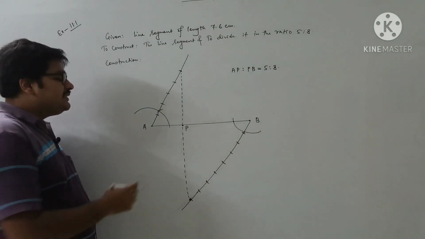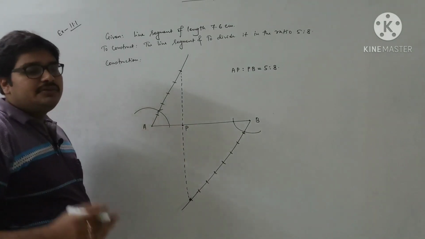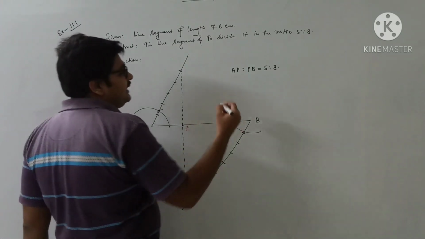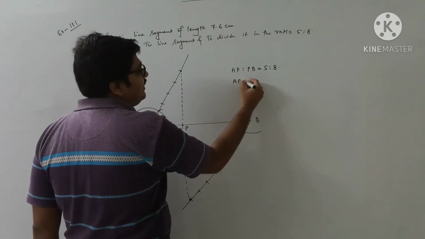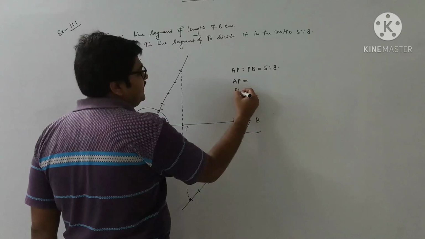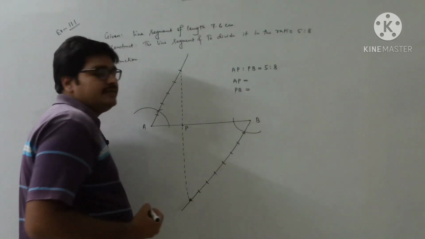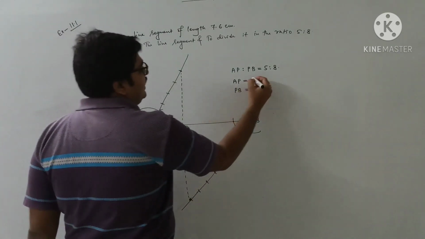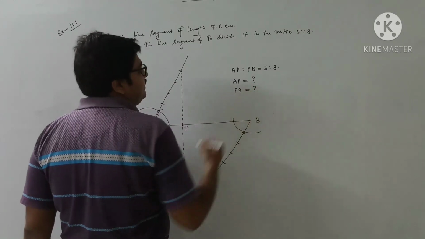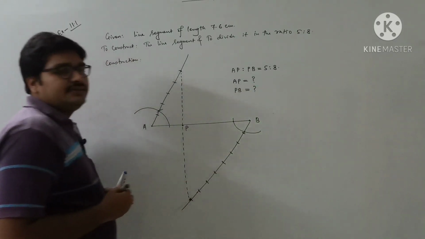Okay. Another question was there to measure the length of the parts. So you should do it yourself. Take a scale, measure AP and write it. Measure PB and write it. After the drawing, measure AP and measure PB and write it.